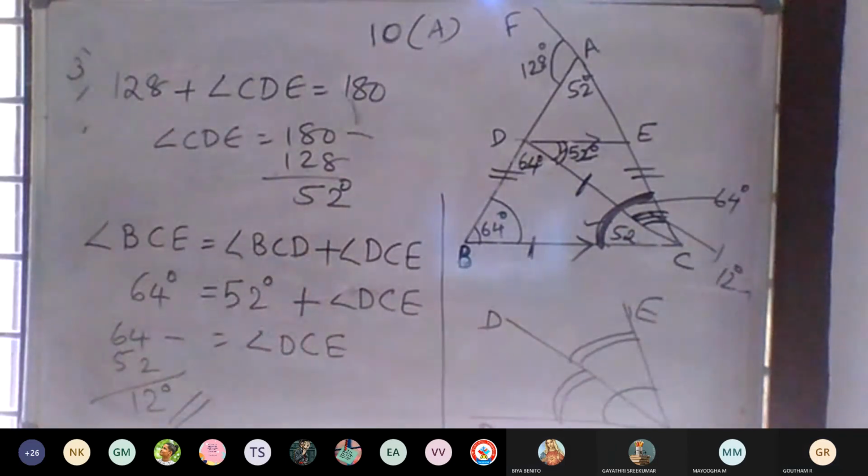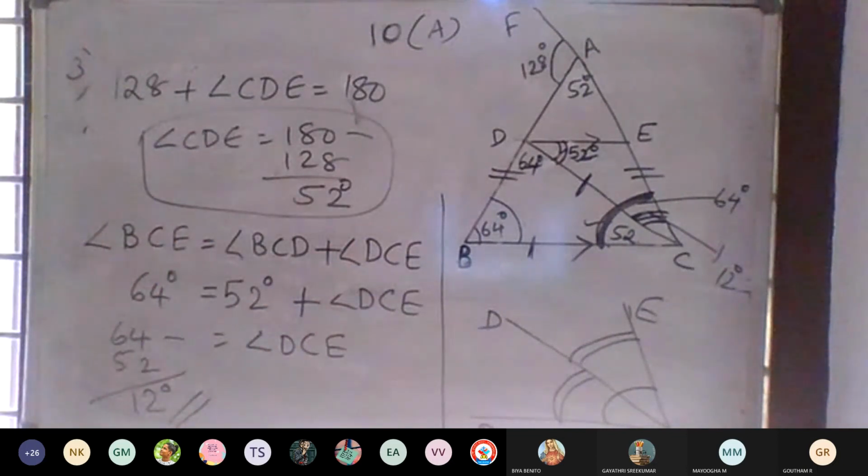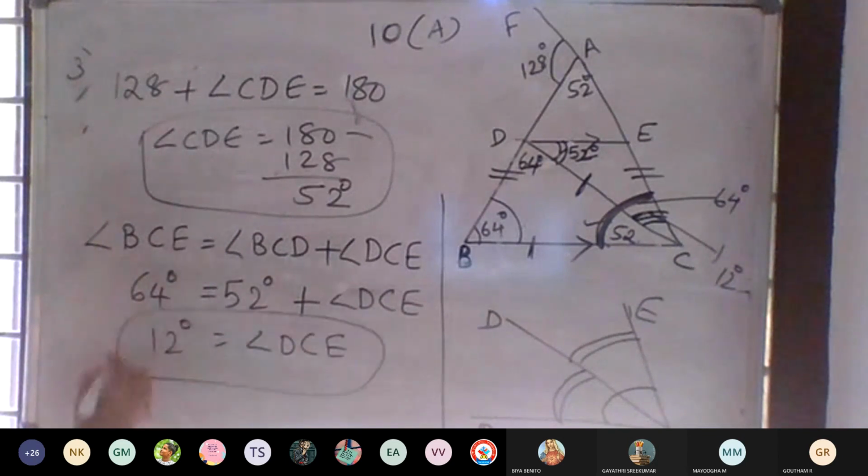So the first part is angle CDE, which is 52. The second part is angle DCE, 12 degrees.